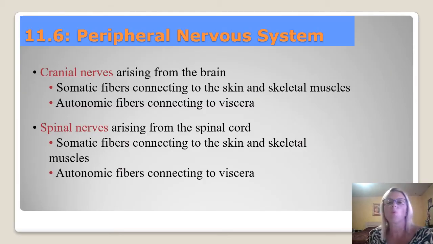Alright, so the peripheral nervous system. This consists of nerves branching out from the central nervous system on the periphery, or the side of our body. Well, not to the outside, but away from, laterally from, the brain and the spinal cord, from the central nervous system. So this includes cranial nerves and spinal nerves as well.